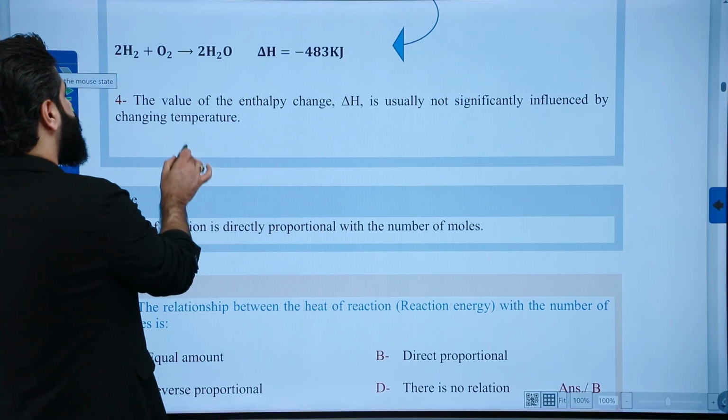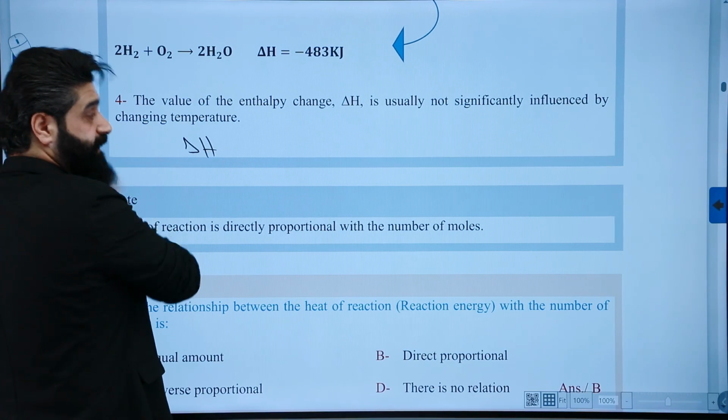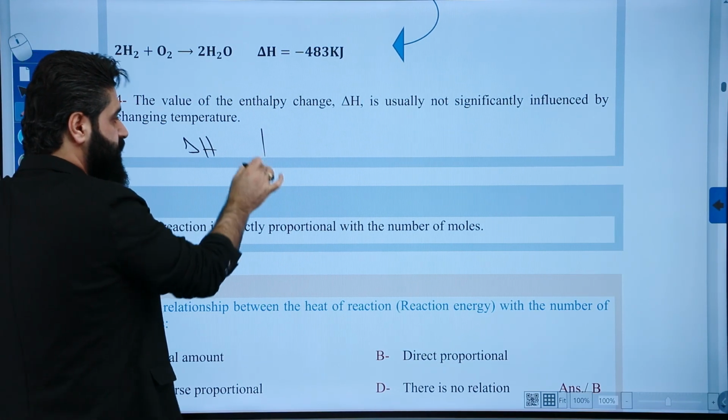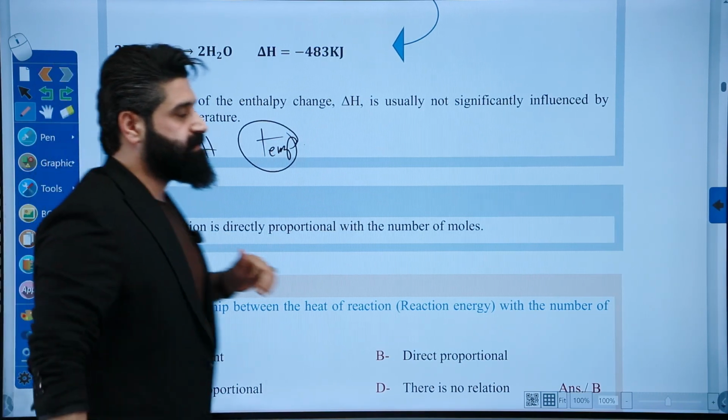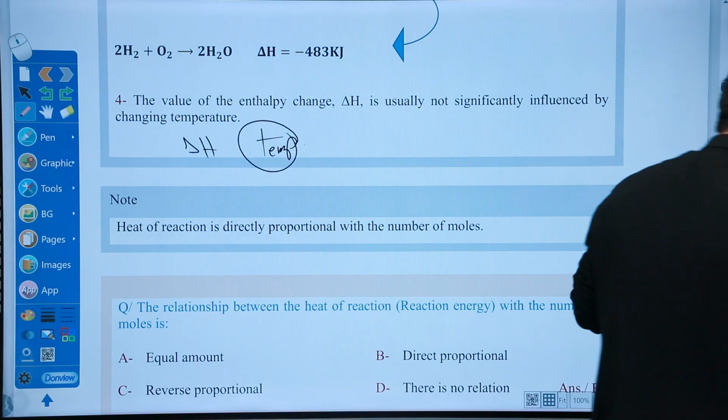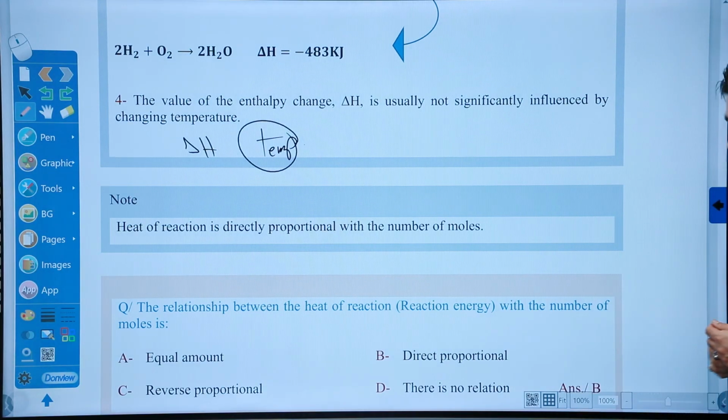Look, the value of delta H is independent of the temperature. It means as the temperature changes, the value of delta H cannot be changed.